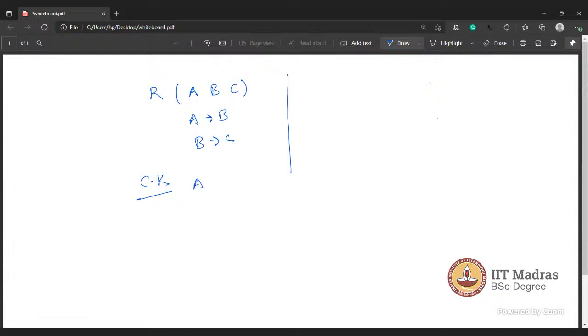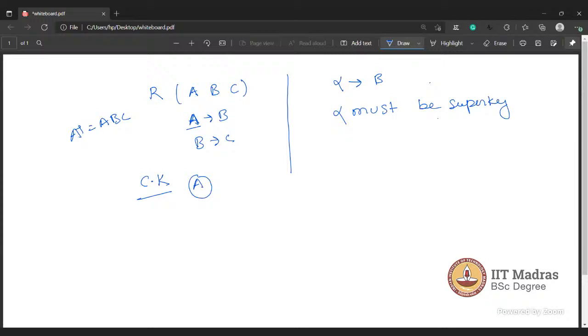So how can we check BCNF? What are the conditions to check whether the relation is in BCNF or not? Suppose a functional dependency alpha to beta: alpha must be a super key. A is the candidate key, so A is the super key. For A determines B, if we take the closure of A, we get ABC. So alpha is a super key.